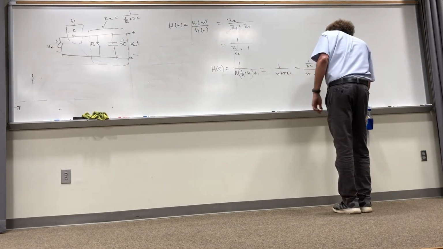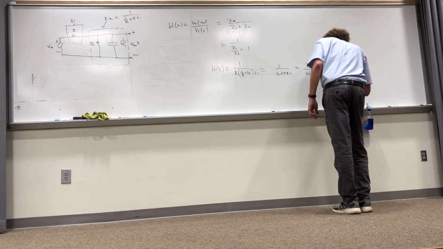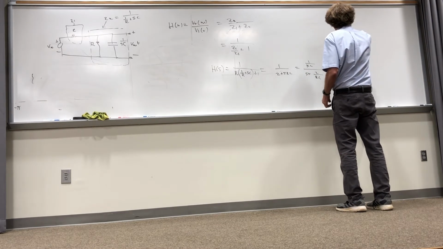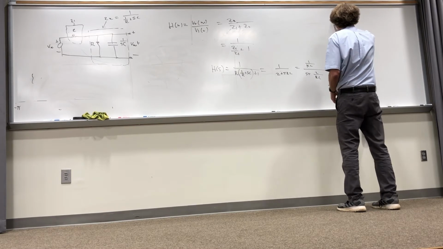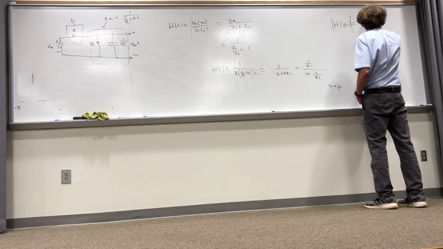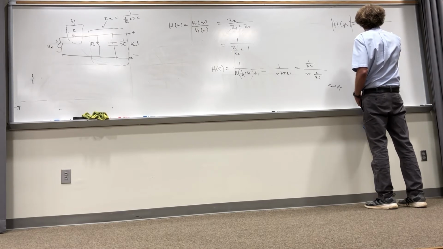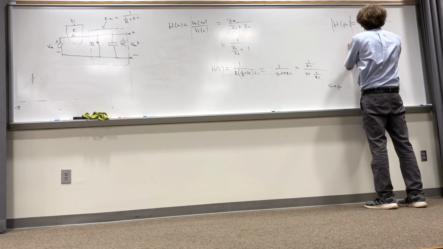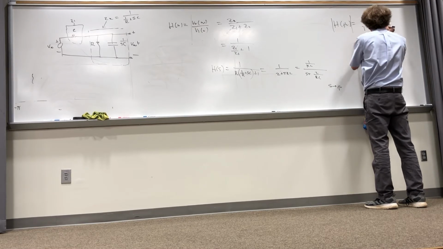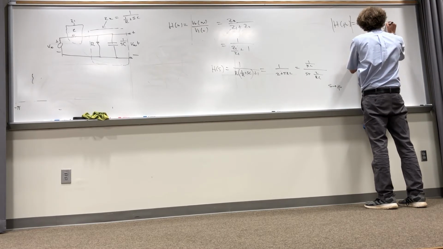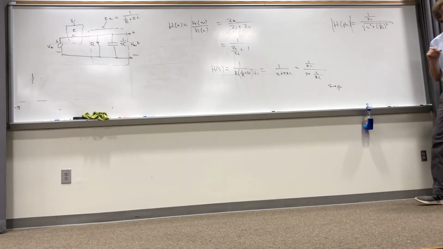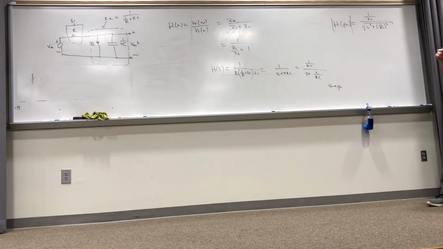And when you take S and allow it to be J omega, then you get H of J omega equal to, matter of fact, do a magnitude of that. That's equal to 1 over RC divided by the square root here of omega squared plus 2 over RC squared. Do y'all agree with that? Class? Why did you do the magnitude? Because I want a magnitude plot. I don't care about phase. The only thing I care about is the magnitude of the transfer function, if it's low pass or high pass, band pass or band stop.